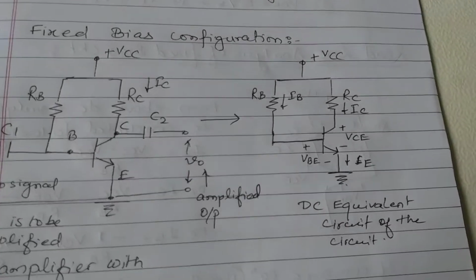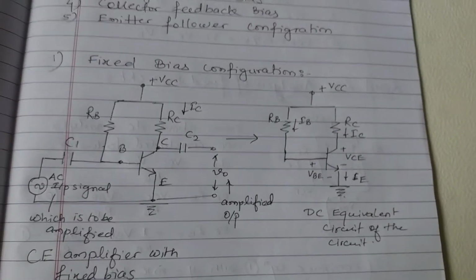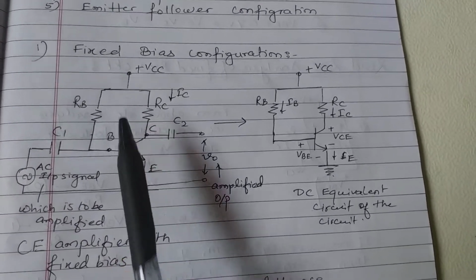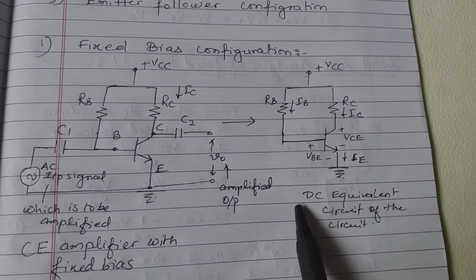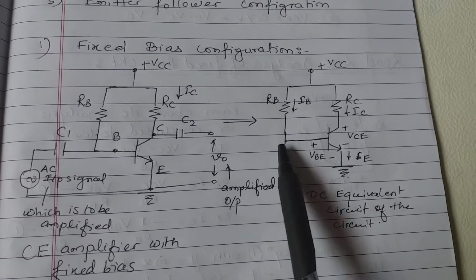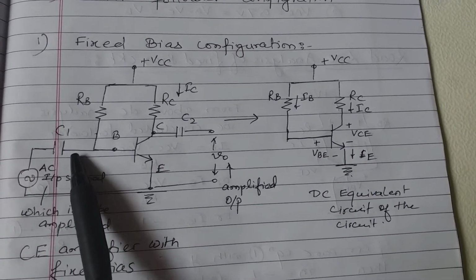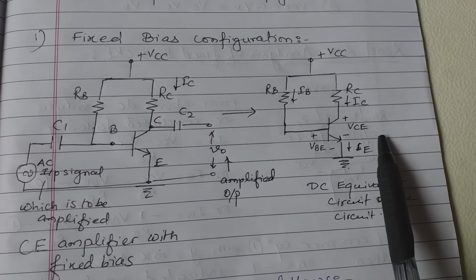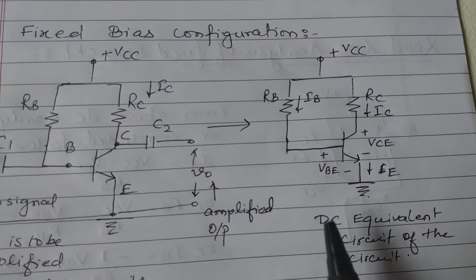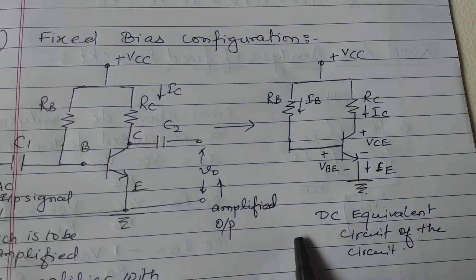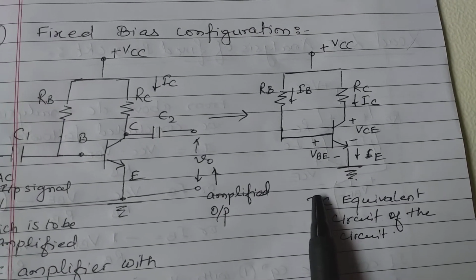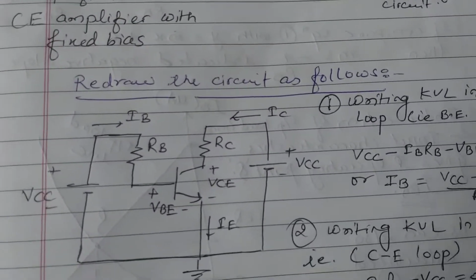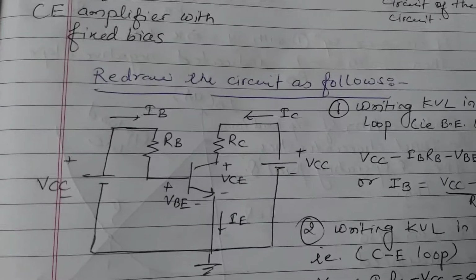Here we can see the DC equivalent circuit. As we have seen, capacitors behave as open circuit for DC. So when we are doing DC analysis, we draw the DC equivalent circuit, in which these capacitors are open circuited, and the circuit becomes like this. This is called the DC equivalent circuit of this particular circuit. Now we can redraw the circuit as follows for our convenience.